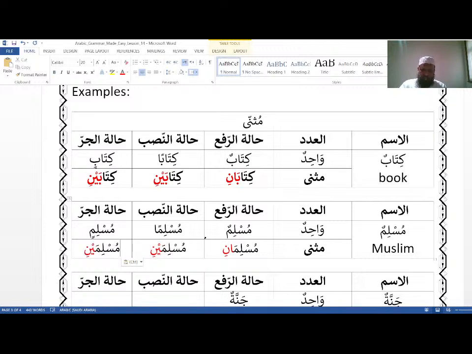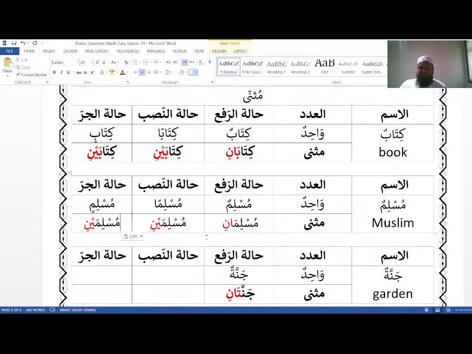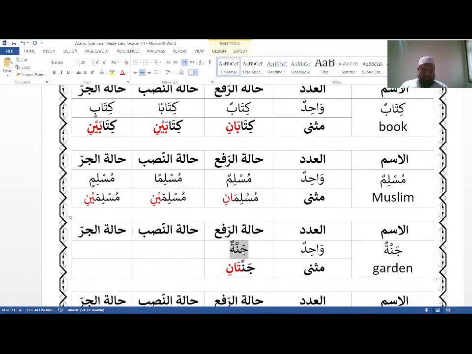Okay. Next, jannatun. It doesn't matter whether the ism is mudhakkar or muannas, we apply the rule for both: alif and noon at the end. Jannatun, jannatan, jannatin.